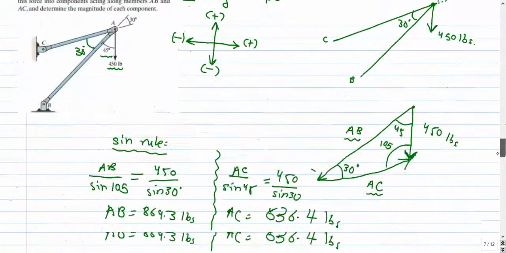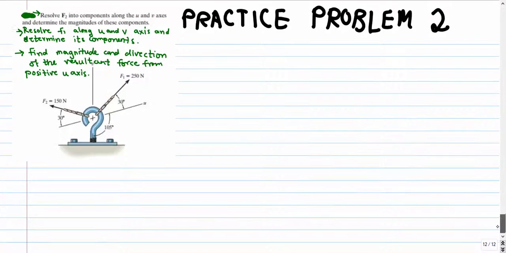Let's look at our second problem for this chapter. So the question says, resolve F2 into its components along the U and V axes and determine the magnitude of these components. Resolve F1 along the U and V axes and determine its components. Find the magnitude and direction of the resultant force from the positive U axis.